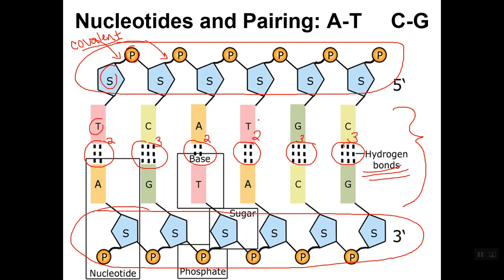And then the other thing you might notice is this 5 prime, this little dash is called a prime, and 3 prime. Think of these as directions, like north or south. There's a directionality to DNA and RNA.